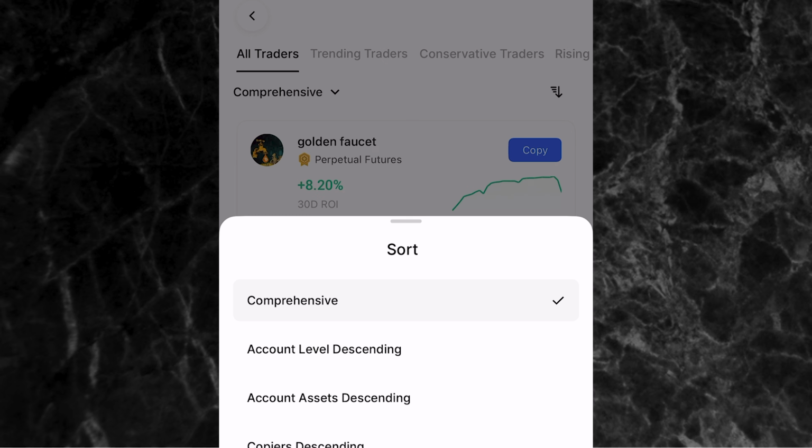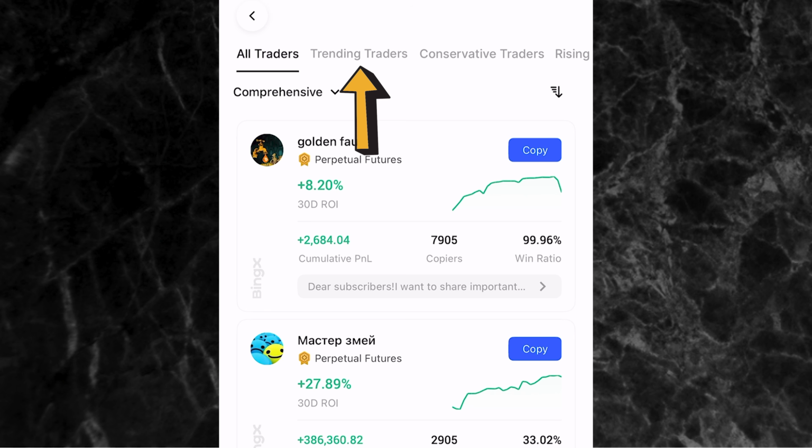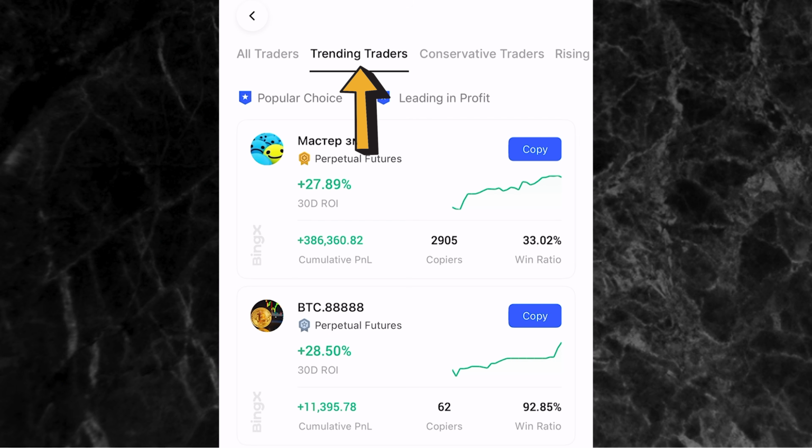Now, but for me, the one I prefer to go with is the trending traders. Now, we'll explain to you why. If you click on these trending traders right here, like I said before, the traders under this category are traders that are currently trending on the copy trading page on BingX right now. So maybe they are traders that are making the highest ROI, or maybe traders that are making the cumulative P&L, or maybe traders that are getting a huge number of copiers, or maybe traders that are getting a high win ratio. So again, it will show you traders that are currently trending right here.